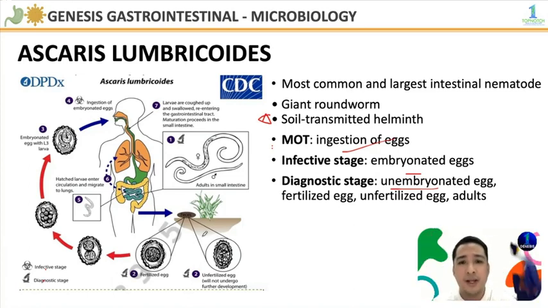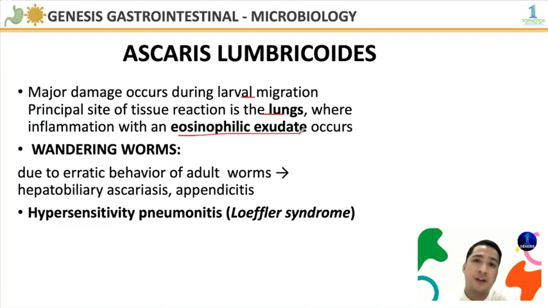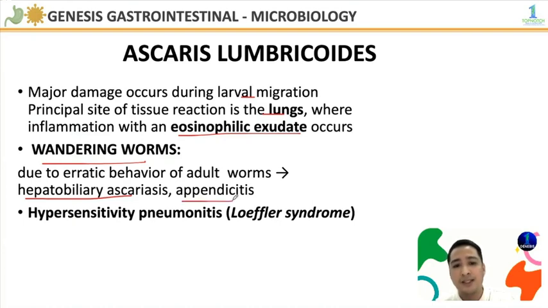So Ascaris lumbricoides can cause major damage during larval migration. Take note, it can undergo transmigration, causing Loeffler's syndrome in the lungs, or inflammation with an eosinophilic exudate. So what do you expect to increase? Eosinophils. They are wandering worms. Due to the erratic behavior of the adult worms, they can cause hepatobiliary ascariasis and appendicitis.